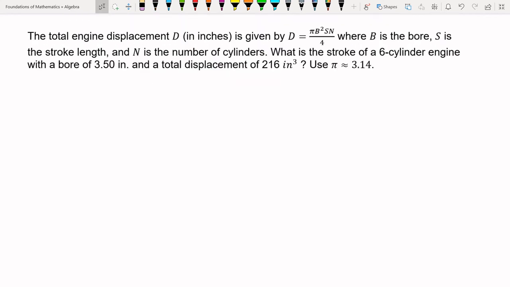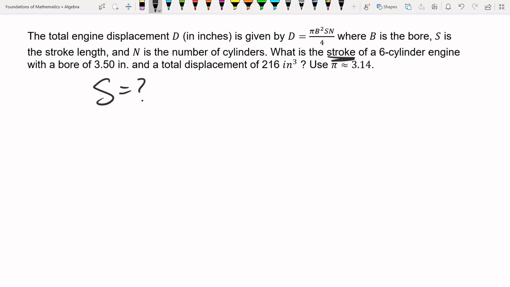All right, the total engine displacement D is given by quite a long formula. B is the bore, S is the stroke length, and N is the number of cylinders. What is the stroke of a 6-cylinder engine with bore 3.5? So it says what is the stroke length? It should be stroke length. So we're looking for S. That's what we're trying to find there.